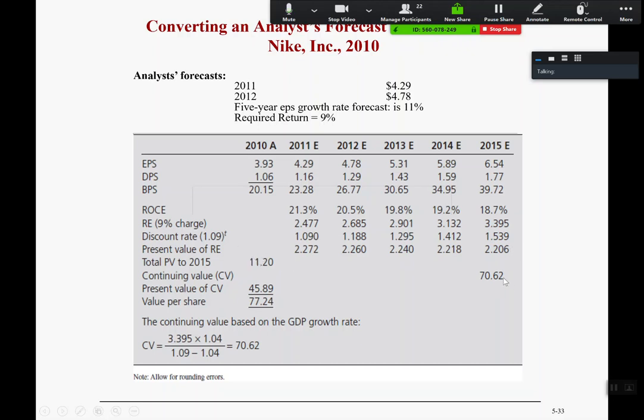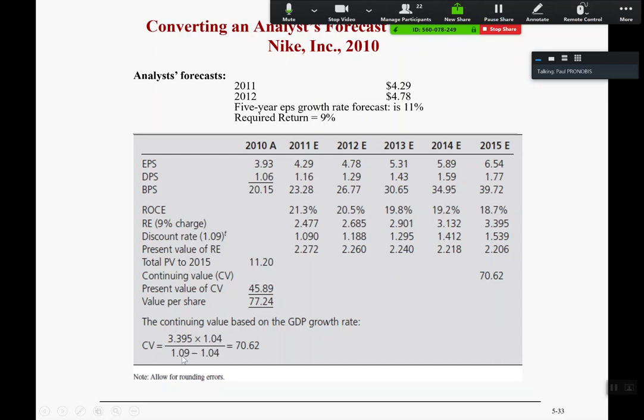For 2015, again, we need to think about the terminal value. Regarding the terminal value, usually what we use is, of course, the last projection in terms of residual earnings, which is $3.395. Here, calculations assume that Nike will grow in the following year by 4%. So multiply that by 4%.